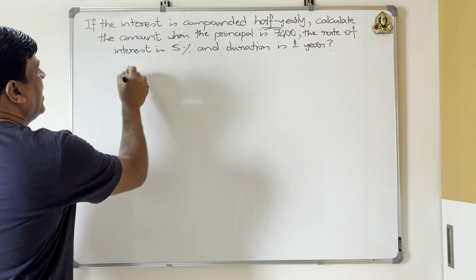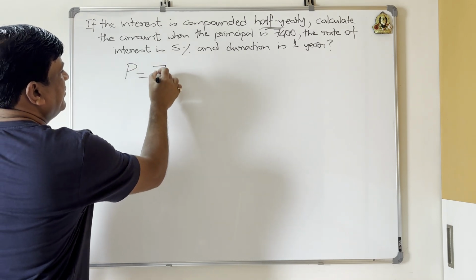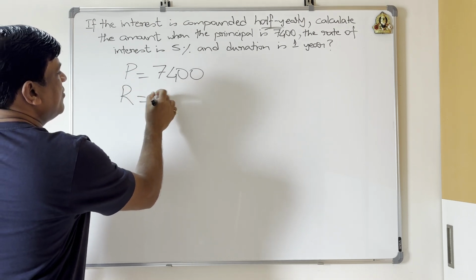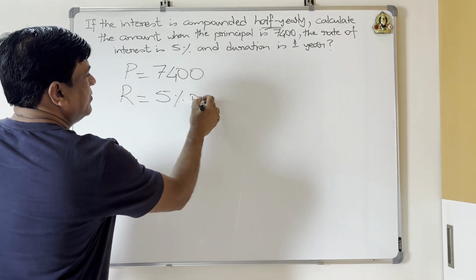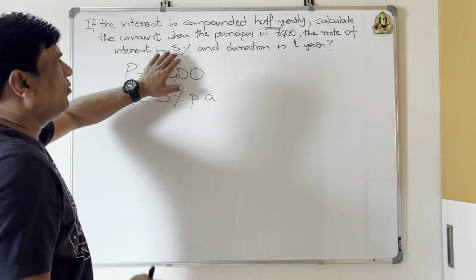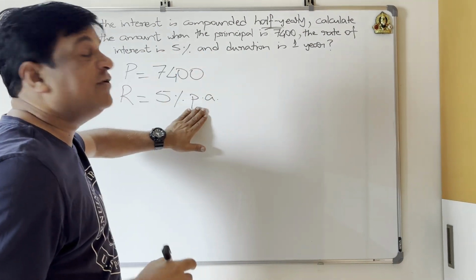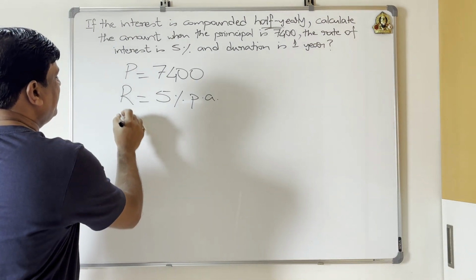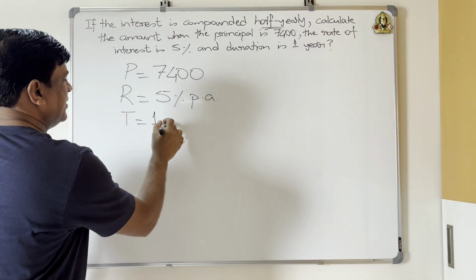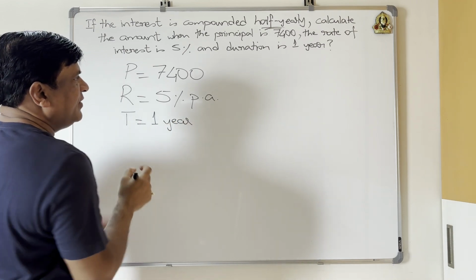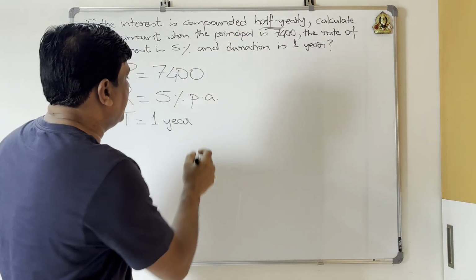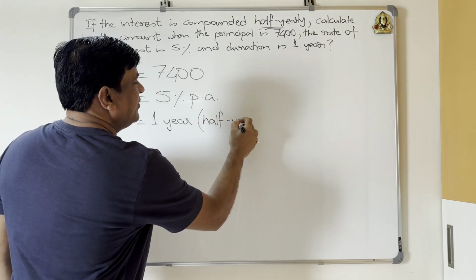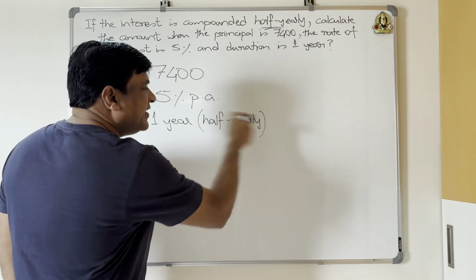They have given the principal to be 7,400. They have given the rate to be 5% per annum. Whenever the rate is given in a particular problem, it's always per annum. Remember that. And the duration is given as 1 year. But note the difference over here. Note this term. It is being calculated half yearly, which means the interest will be calculated every 6 months.